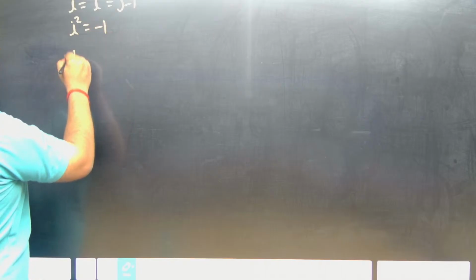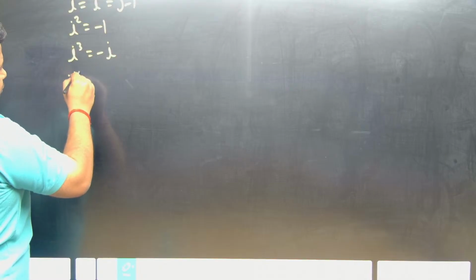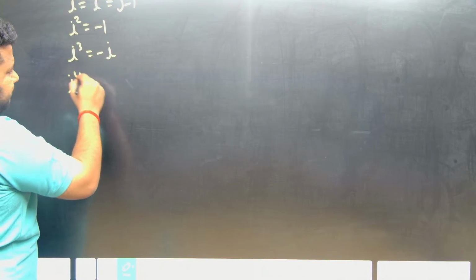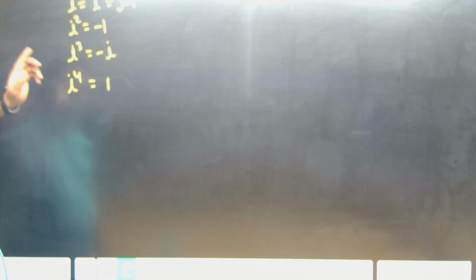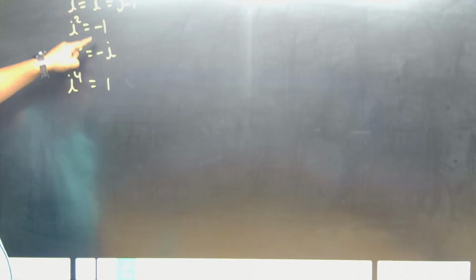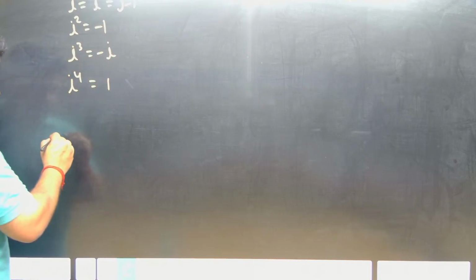The value of I cube is equal to minus I. The value of I power 4 is equal to plus 1. Now if you add all of this, I, I square, I cube, I power 4, what will you get? I and minus I cancel, minus 1 and plus 1 cancel, so you get the value 0. This is very important to know.